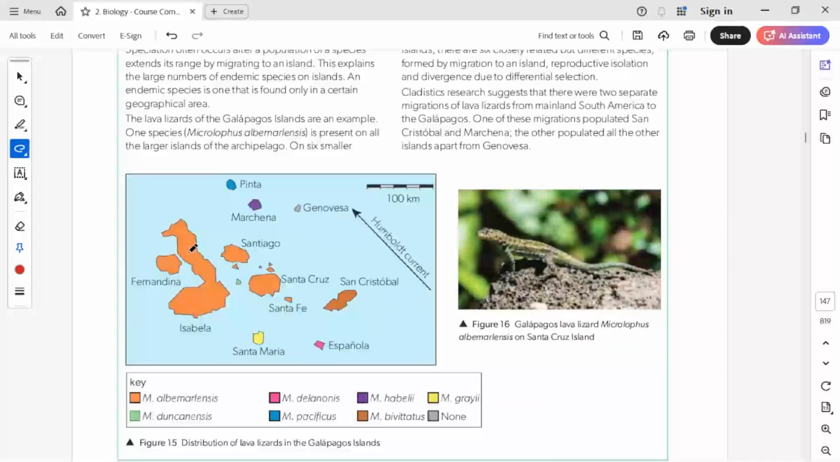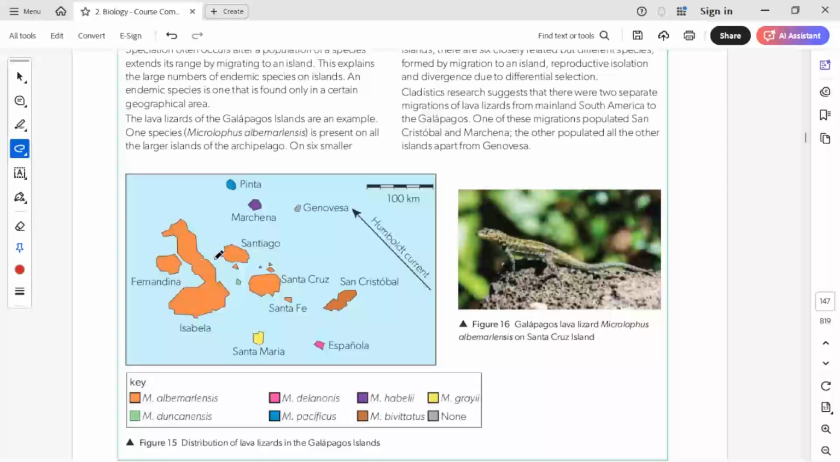So here we can see these islands are actually very close to each other, but these are much more isolated. So the ones which are very much isolated will not have any chance of interbreeding in between, and proper reproductive isolation is taking place, because of which they developed into different species.